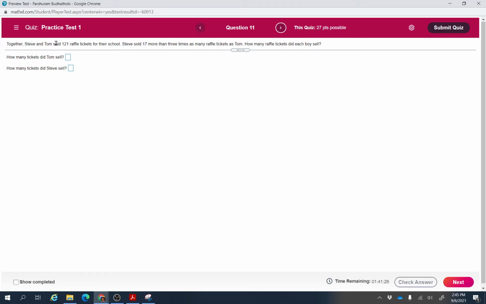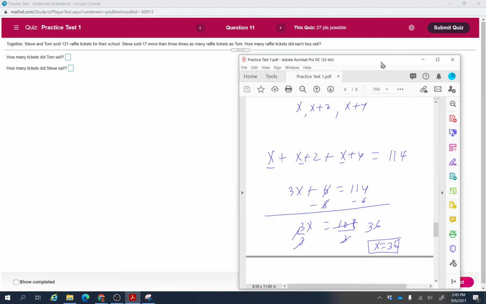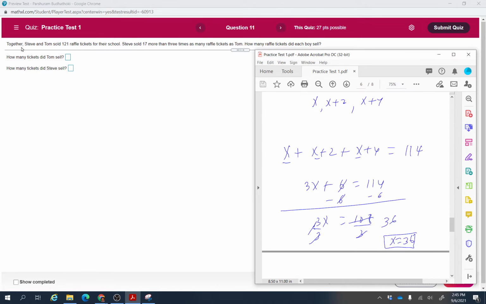Together, Steve and Tom sold 121 raffle tickets for their school. Steve sold 17 more than 3 times as many raffle tickets as Tom. How many raffle tickets did each boy sell? So this is a word problem, and we need to solve for these numbers. As you can see, together they sold 121. Steve sold 17 more than 3 times. So if we start with Tom's number, let's say x is the number of raffle tickets sold by Tom, then we can find Steve's number in terms of x. Let's start with this.